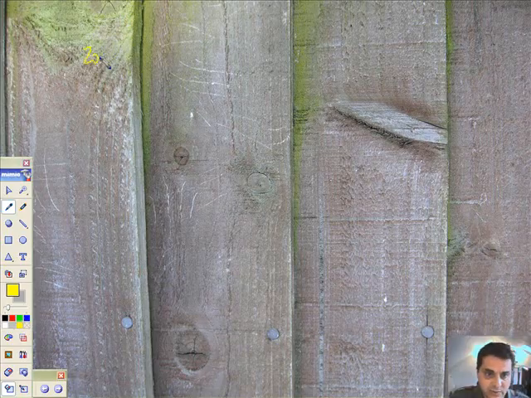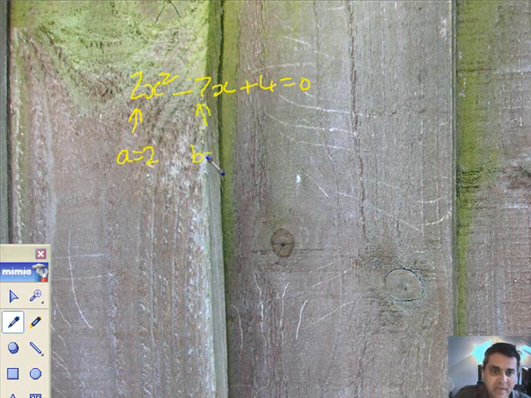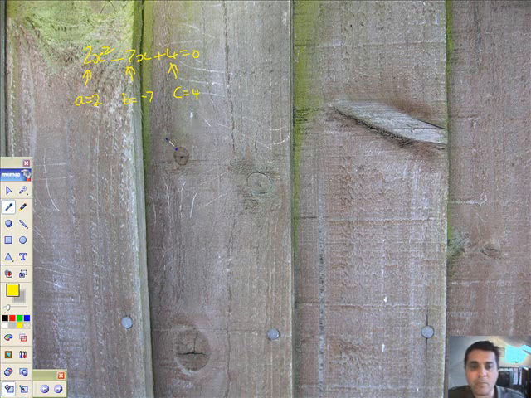Okay, so I've got 2x squared minus 7x plus 4 equals 0. So what have I got? My a is worth 2, so if I write this out first, then there's less chance of making a mistake, and my b is worth minus 7, and my c takes the value of positive 4.